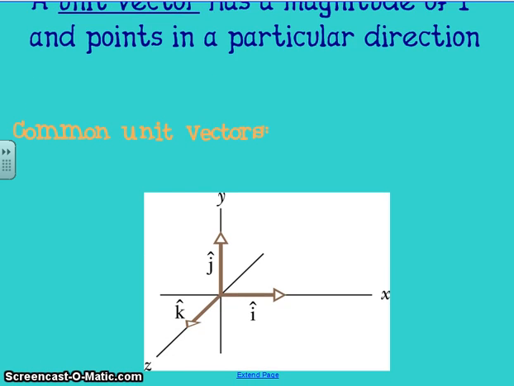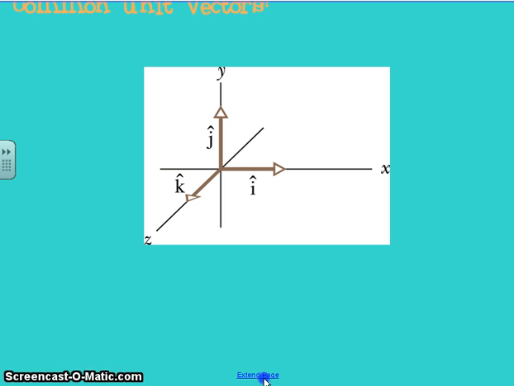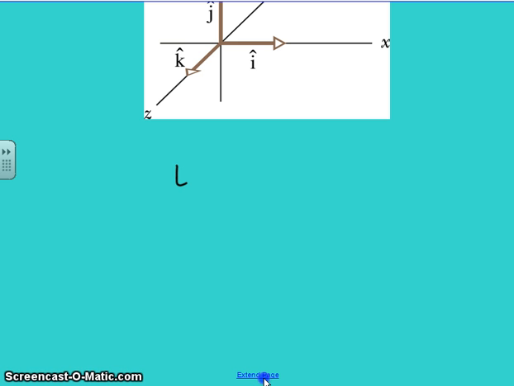The common unit vectors, as you can see on this graph here, are i hat, j hat, and k hat. Commonly, as they're written rather than typed, you'll write them as i with a little hat on it. And that's why they're called i hat, j hat, and k hat. So i hat is a unit vector, which means it has a length of 1, that points in the positive x direction.